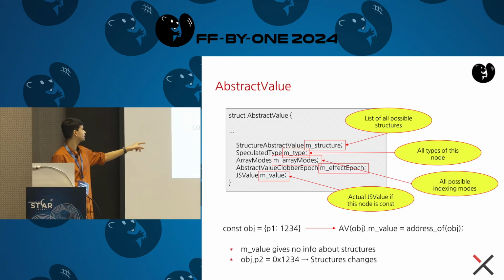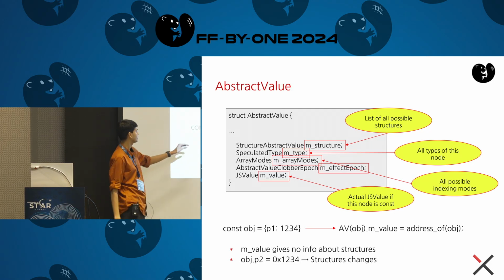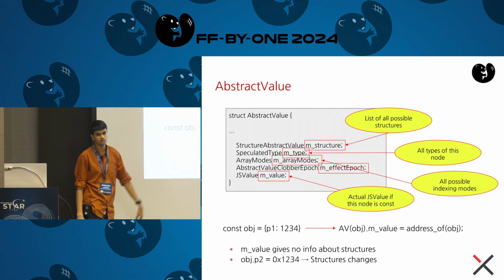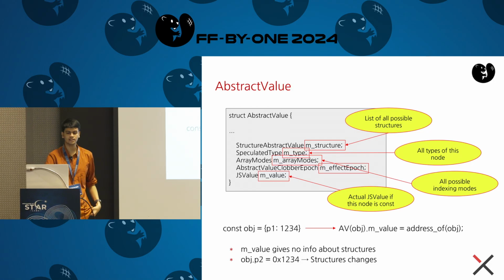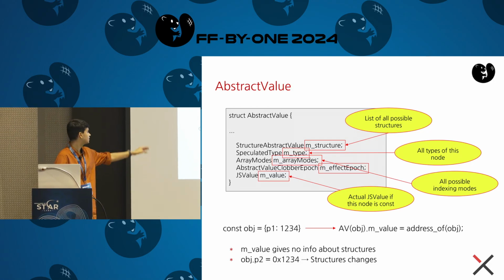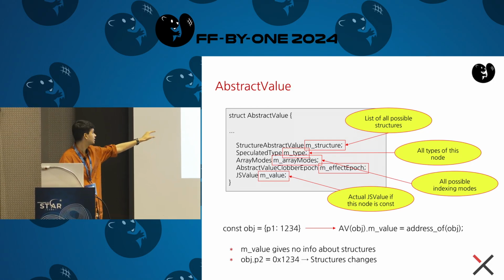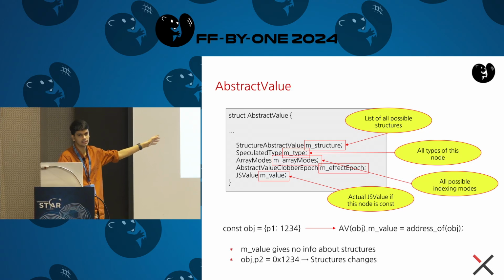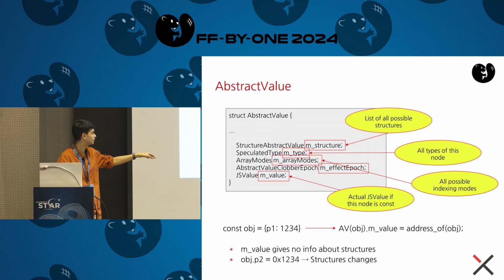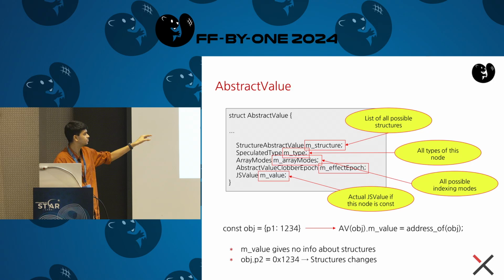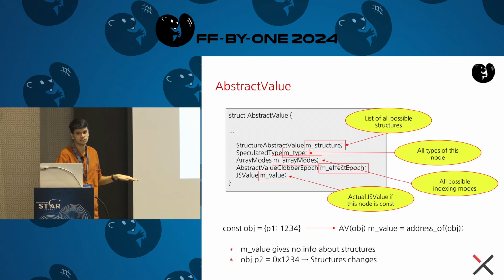Take this JavaScript statement, for example. This has the const specifier added to it. What this const tells is that this object can never be modified. So if you try to do object equal to 5 later, that's a JavaScript error. So that means the abstract value of this object will have the m value field as the address of this object because it's never going to change. So the m value is the address of the object.